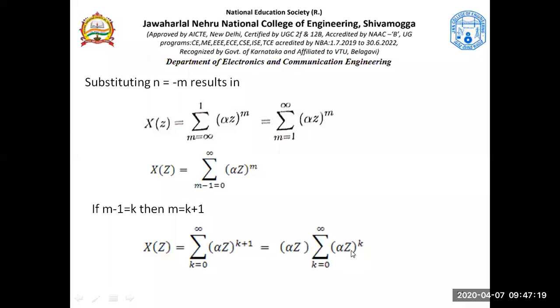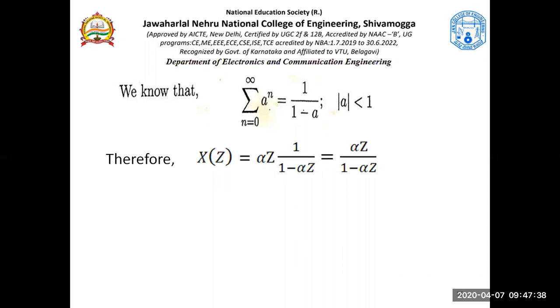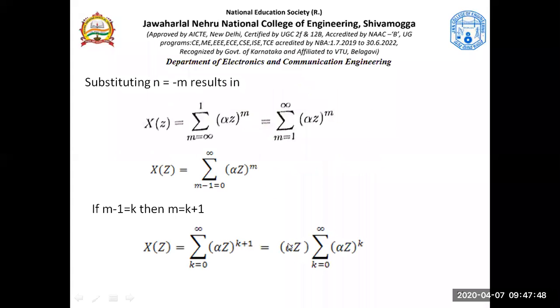Assuming this as an entity less than 1, how can I write this particular summation? It's 1 by 1 minus A, right? So it looks like this. So the standard summation is this. Because of the standard summation, x of z is given by alpha z by 1 minus alpha z. Here, alpha z is here, so this can be given as 1 minus alpha z. 1 minus alpha z is the summation, and alpha z was taken out. So along with this and this, it happens to be this.